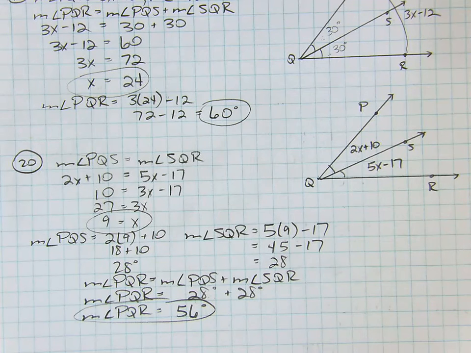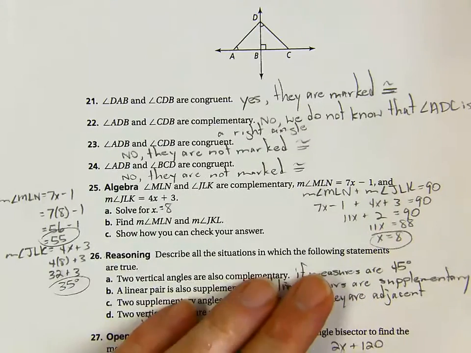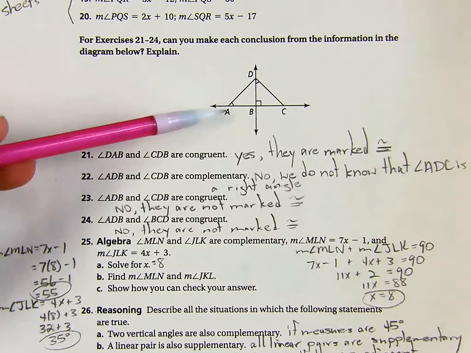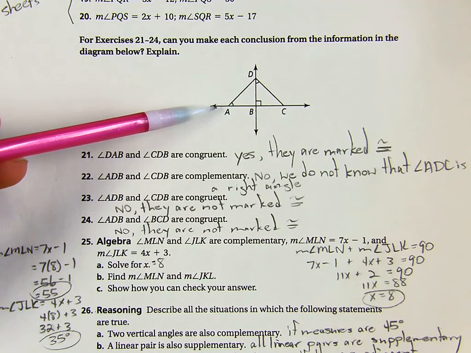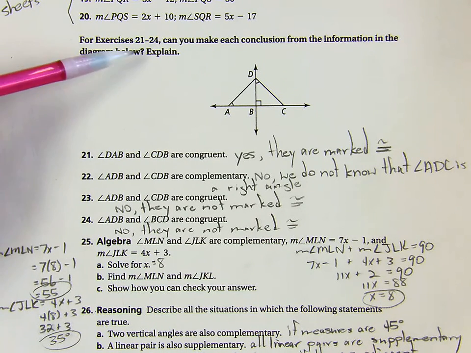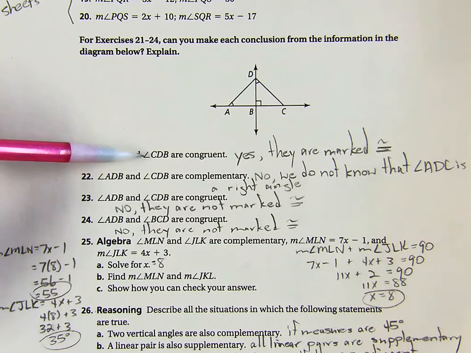So that's demonstrating and using the answers and solving those problems. I got those right. All right, now let's go back to the worksheet. 20 through the rest, I believe I was able to solve on the worksheet itself. So number 21, we're supposed to look at this picture. Can you make each conclusion from the information in the diagram below? Here's the diagram, but can you make this information? Do we know that angle DAB, now notice it says explain, so you've got to give me a reason. Do we know that the measure of angle DAB and CDB are congruent?